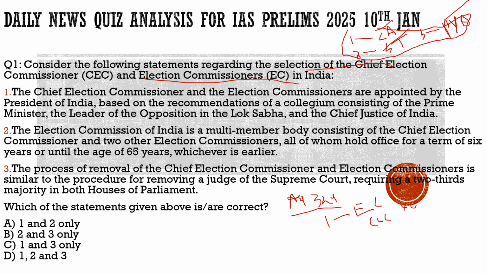Second, what does it say about appointment? The appointment shall be subject to the provisions of law made by the Parliament. So here is the catch. It says the appointment of the Chief Election Commissioner and Election Commissioners should be subject to the provisions of law made by the Parliament. This is the second condition in this article.